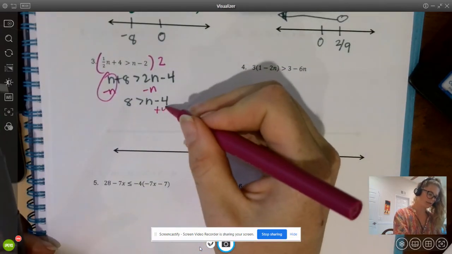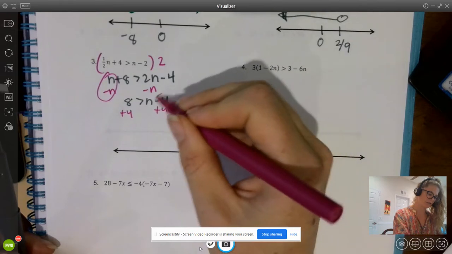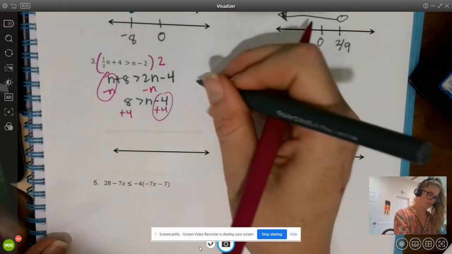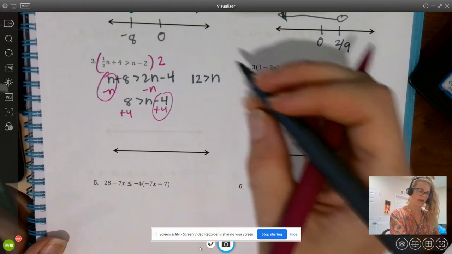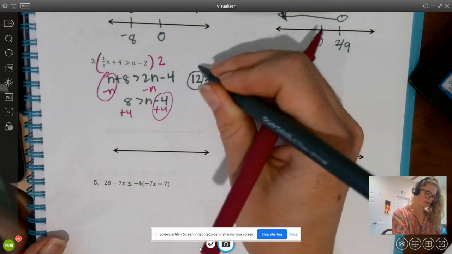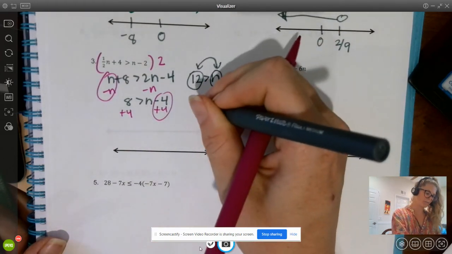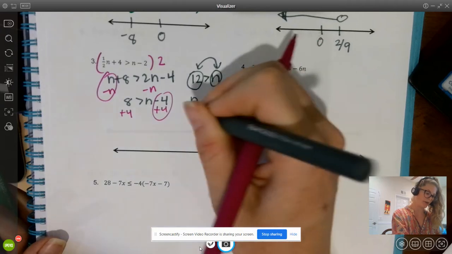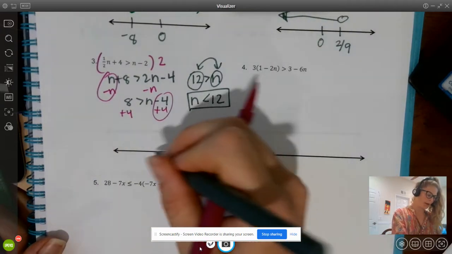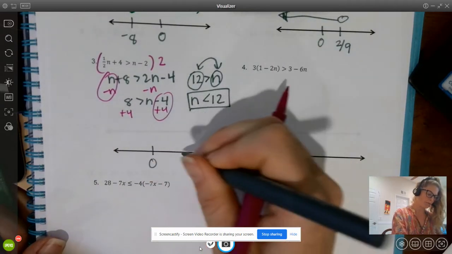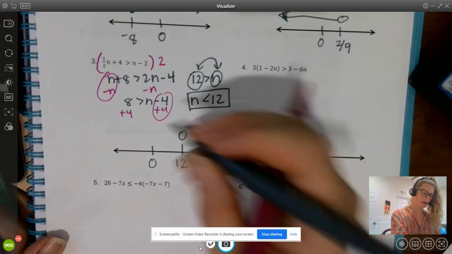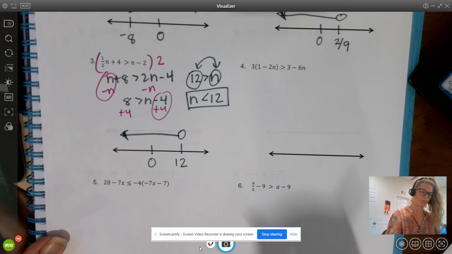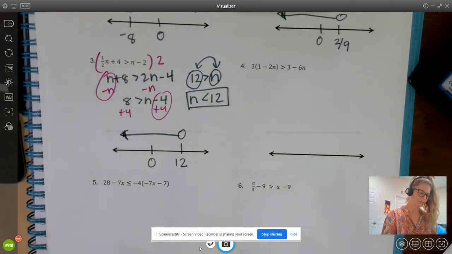Undo subtraction with addition on both sides. From here, I end up with 12 is greater than n. But that doesn't tell me a lot about n, so remember, switch the sides, flip your symbol. N is less than 12 is my final answer. Boundary number is 12. That's to the right of 0. Open circle at 12, shaded to the left because that's where the numbers are less than.